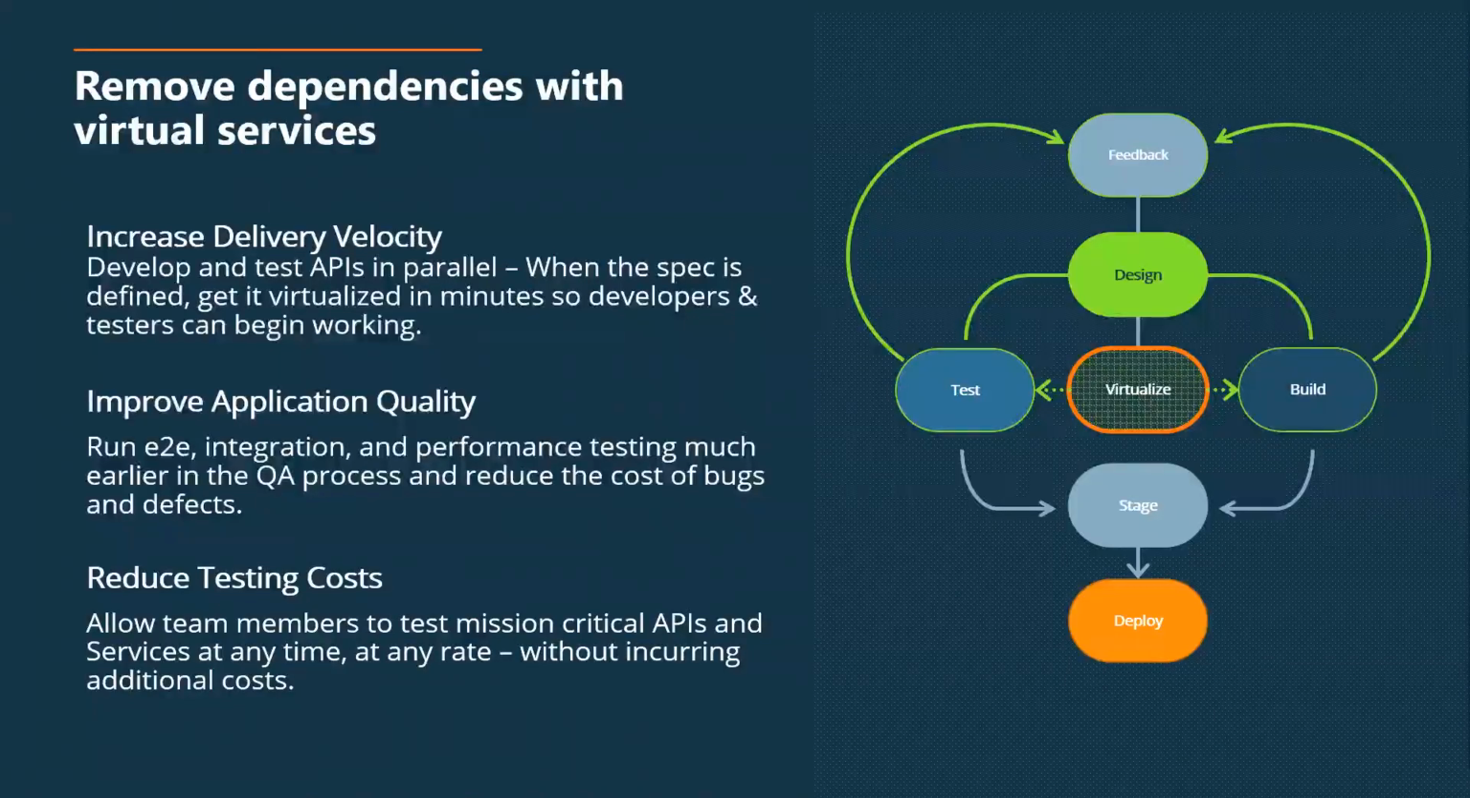The last thing that we want to do is have to run all of these different types of tests towards the end. So we can actually import that definition directly from Swagger Hub into a tool like Ready API and ServiceV, which allows us to actively work on that virtualized service, as it's going to be a production-like service as such. And also reduce testing costs, allowing team members to test mission critical APIs and services at any time, any rate, without incurring additional costs.